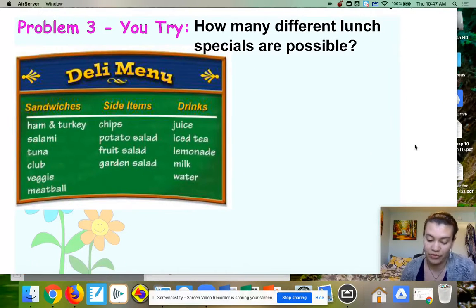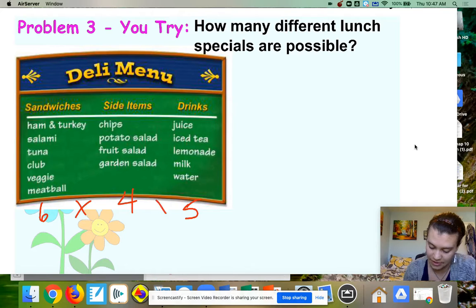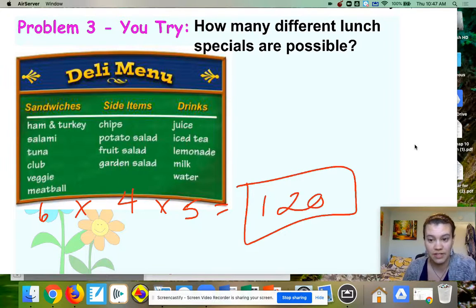So we want to figure out how many lunch possibilities are there. So all your sandwich options, we have 6 options, 4 side options, and 5 drink options. So to figure this out, do 6 times 4 times 5 to get 120 different combinations of ways you could get lunch.